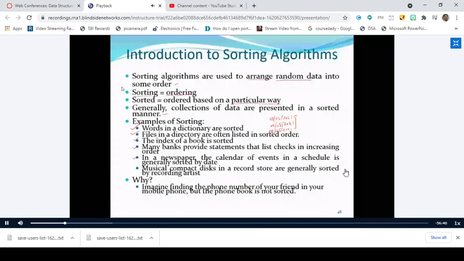Similarly, when you want to search for the compact disc or the songs by S.P. Balasubramanian, they are arranged in alphabetical order under S, right? So like that, we have a lot of applications that we come across in our daily life which are sorted in order, right?